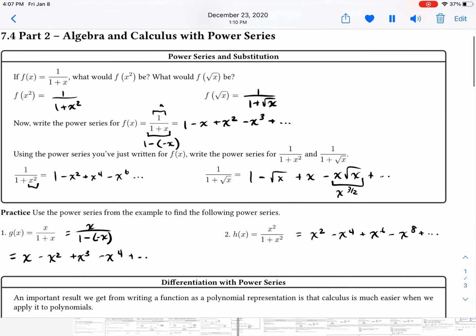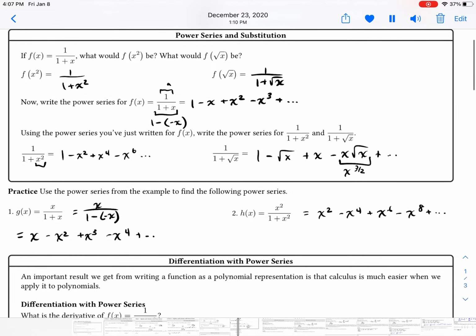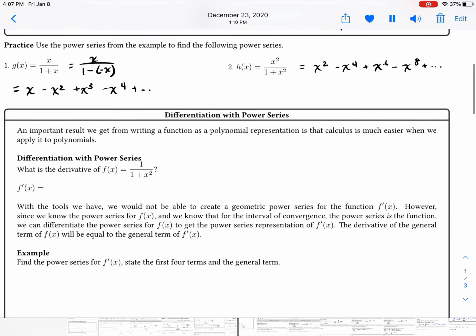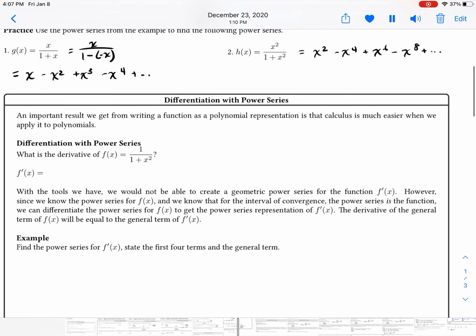Now I get that you might not be seeing the full benefit of representing a function as a series just yet, because quite honestly, we haven't really done any calculus yet. So let's get to that. Let's actually do some calculus involving power series and see their connections with doing the calculus of the function itself.